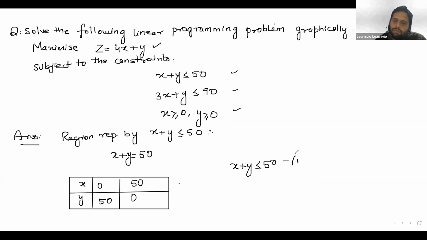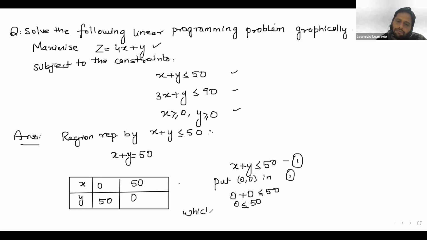Let this be 1. Put 0, 0 in first. In first, what will you get? 0 plus 0 is less than or equal to 50. 0 is less than or equal to 50. Is it true or false? Which is true. 0 is less than 50, that is true. So this is the origin test.